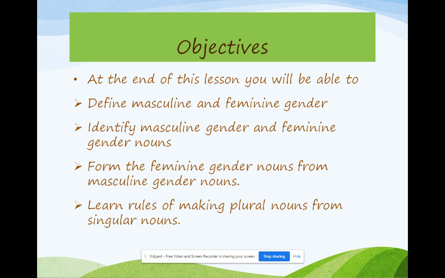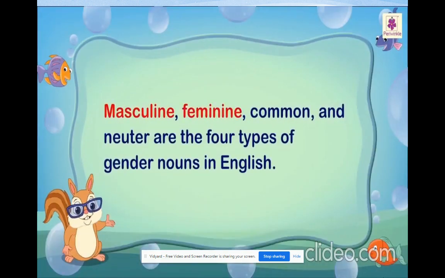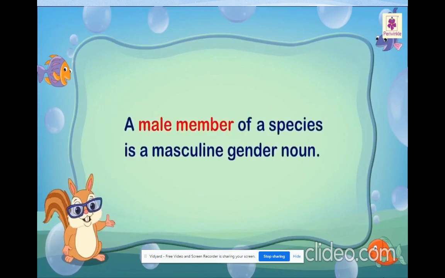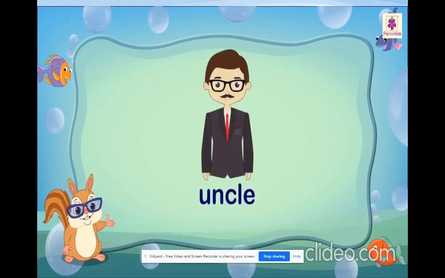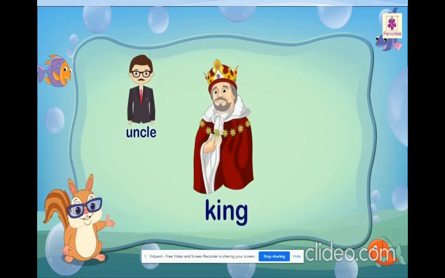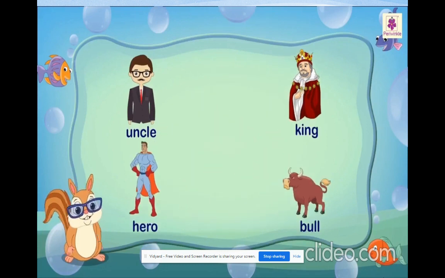So let's start our today's topic, and the first one is gender nouns. Masculine, feminine, common, and neuter are the four types of gender nouns in English. Male member of a species is a masculine gender noun. For example, uncle, king, hero, bull, etc.